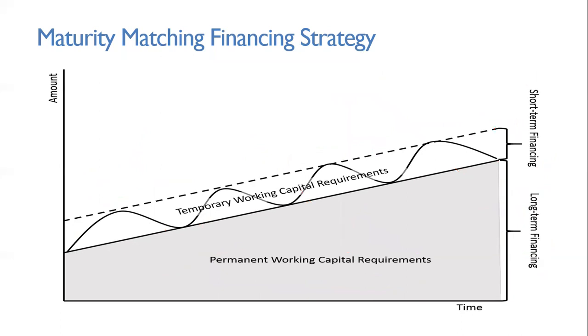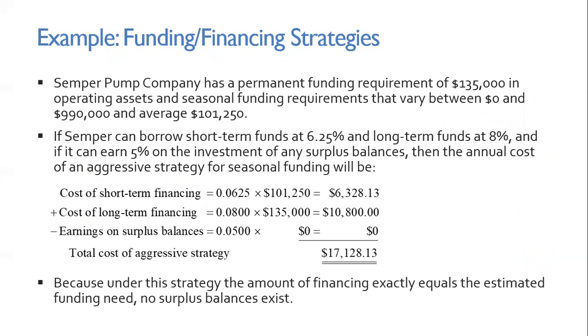Let's add more examples. So a company has a permanent funding requirement of 135,000 in operating assets and seasonal funding requirements that vary between 0 and 990,000. And on the average, that amount is 101,250. If the company can borrow short-term funds at 6.25% and borrow long-term funds at 8%, and if it can earn 5% on the investment of any surplus balances, then the annual cost of an aggressive strategy, okay, in this case, let's define aggressive as maturity matching.